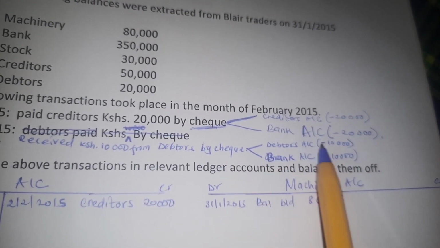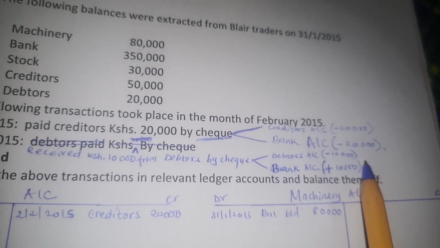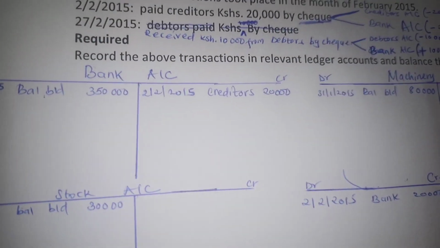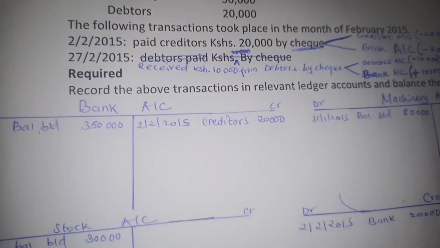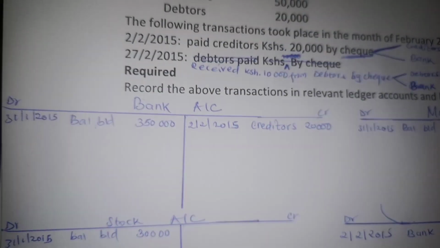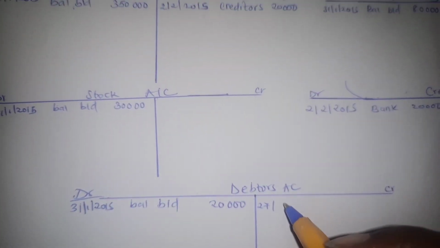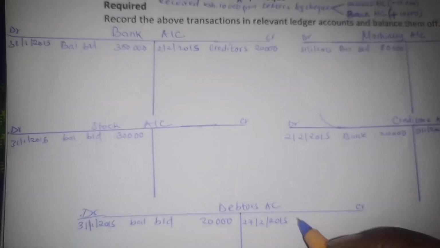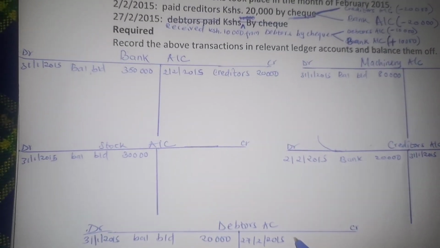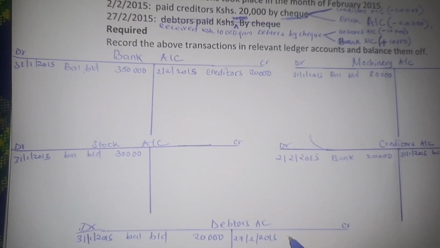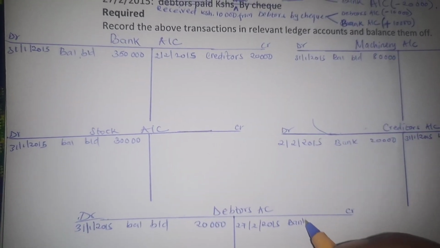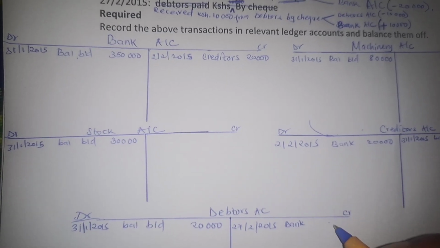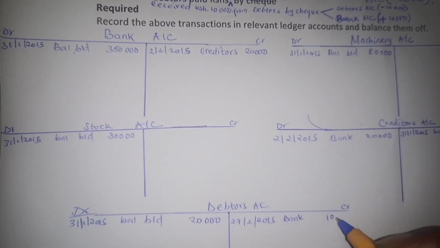We search for our debtors account, which is reducing by 10,000. So we credit on 27th of February 2015. Debtors paid in form of check. So this check will be taken to the bank to increase the amount of money in the bank. So they paid using bank, 10,000.